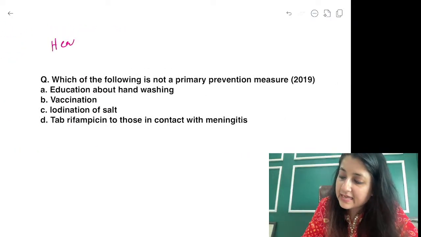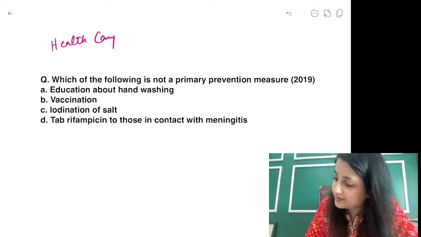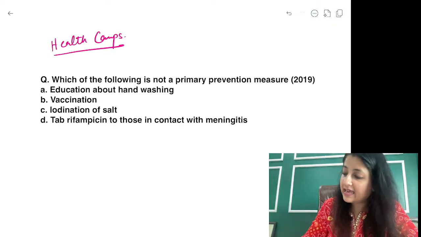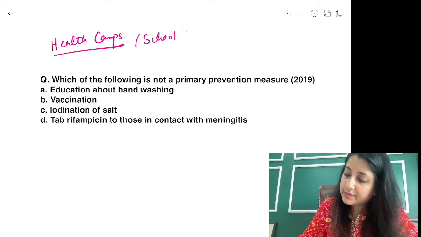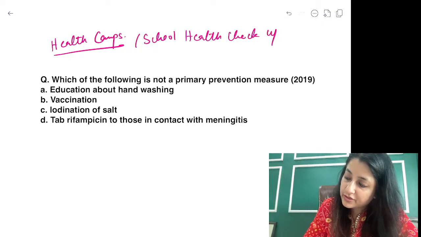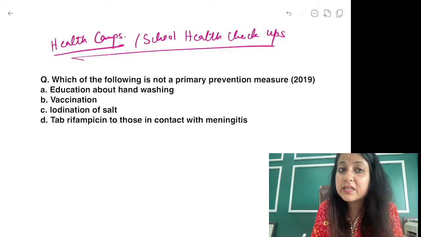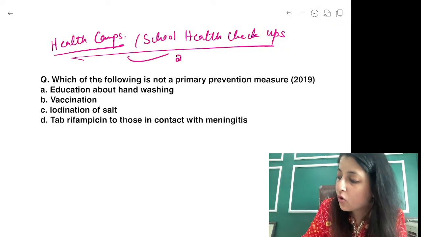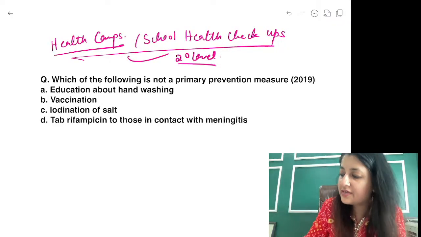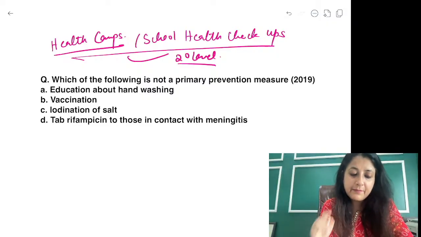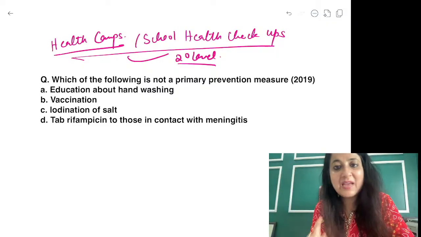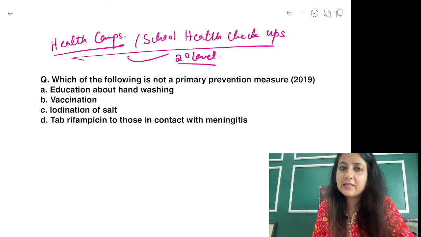Health camps, guys. Which level of prevention are health camps? Anybody? Health camps, school health checkup. What are these? Which level of prevention? Health camps, school health checkups, any form of checkup is to make an early diagnosis. All of this will be secondary level of prevention. Clear? But there is one or two exceptions. I will tell you tomorrow as we proceed in our classes.